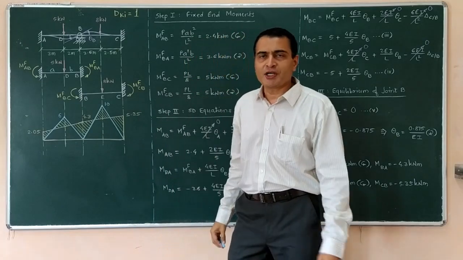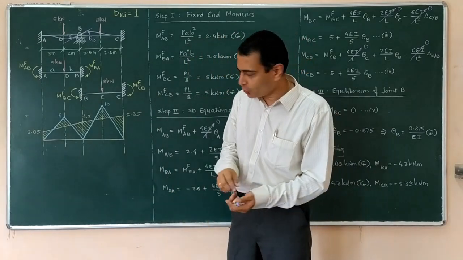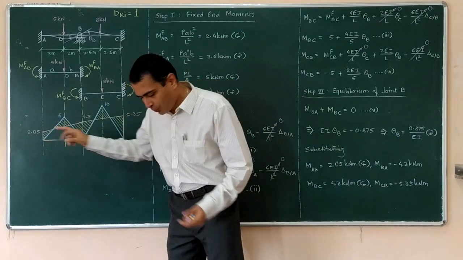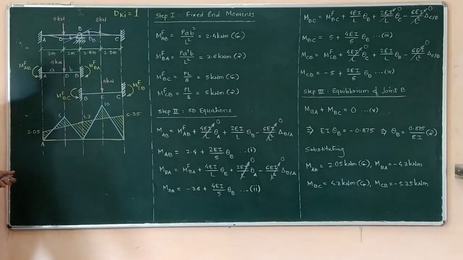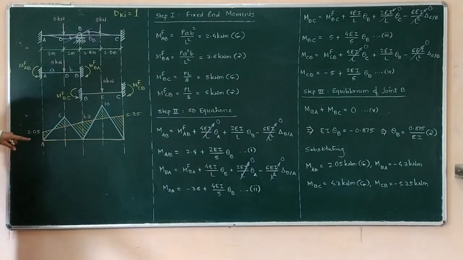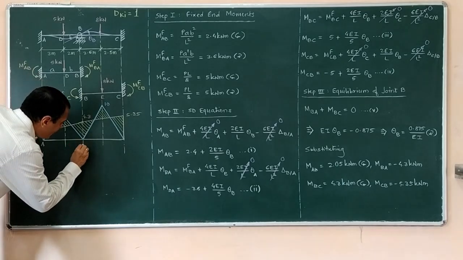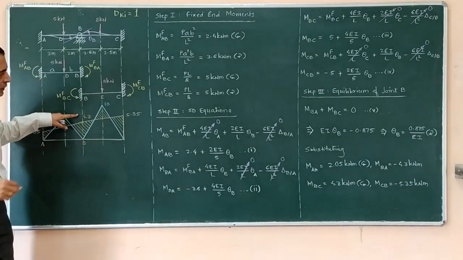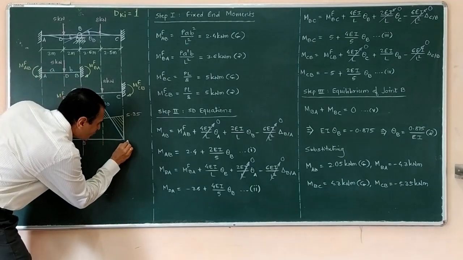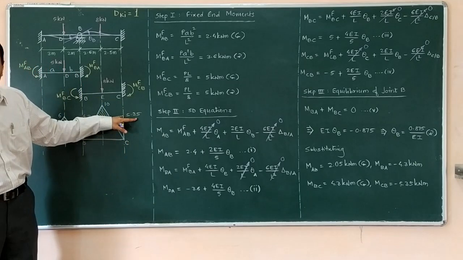So this is our bending moment diagram using superposition. What am I simply doing? At A point, we have the end moment 2.04 kilonewton meter. At B point, we have the end moment 4.3 kilonewton meter. At C point, we have the end moment 5.35 kilonewton meter.